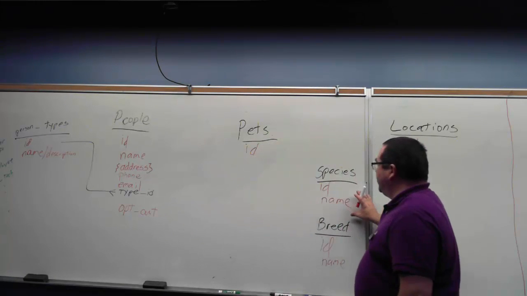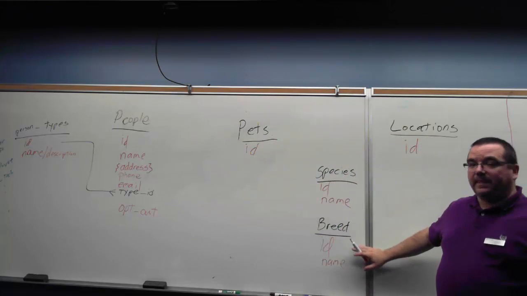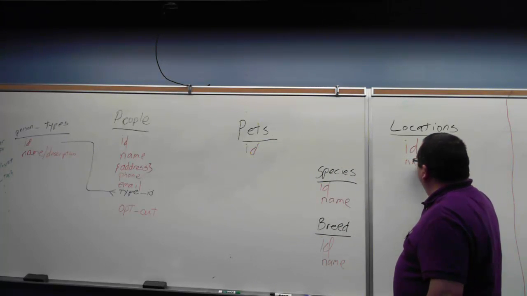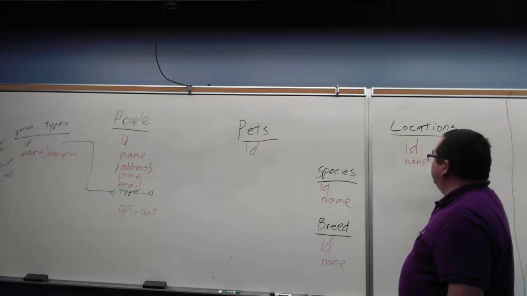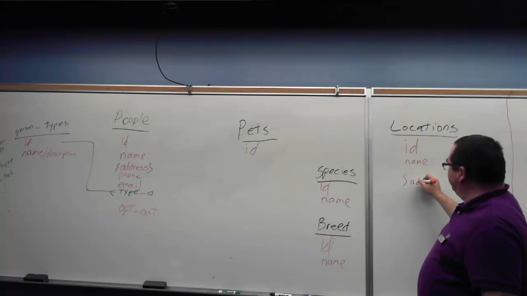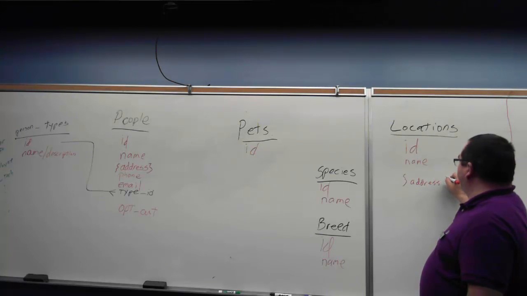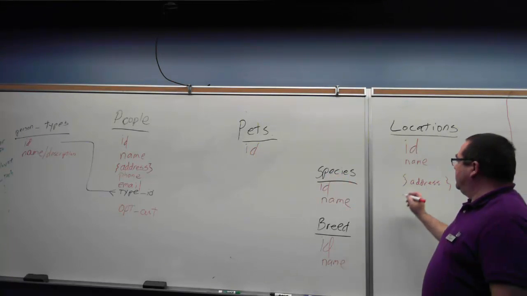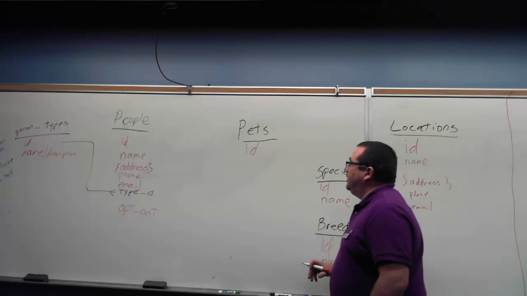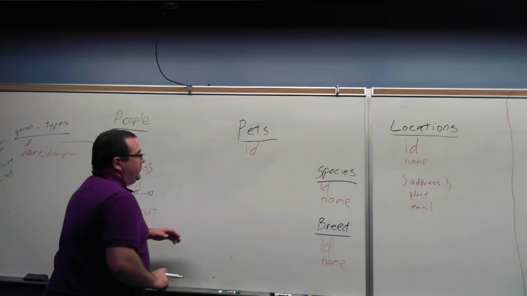All right, so we got our species and we got our breeds. I added the name on there. I'm going to do the same thing with location. So we have our location, name of location. Usually for location, I can actually say there's an address. I don't need feedback on that one. Probably have a phone number and an email. Good enough. Those weren't the particularly important ones.